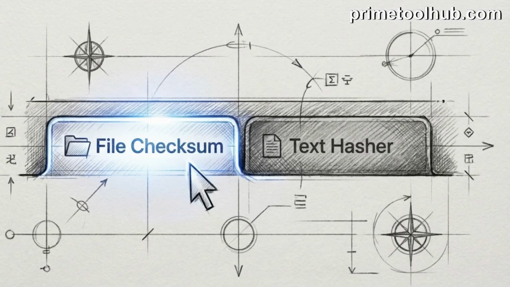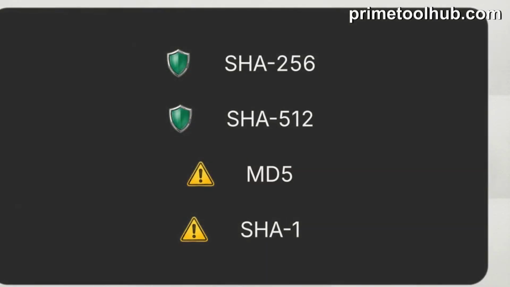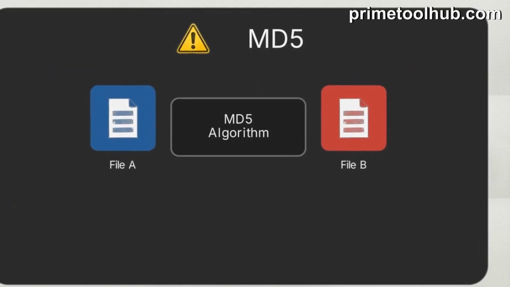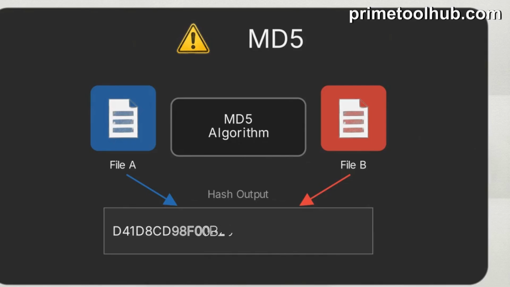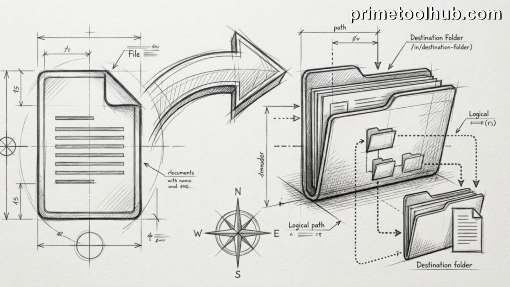To run the test, select the File Checksum tab and drag your unverified file into the upload zone. The tool generates 4 outputs. SHA-256 and SHA-512 are current industry standards, providing high-security signatures. In contrast, legacy algorithms like MD5 are vulnerable to collision attacks, where 2 different files mathematically produce the exact same output string. Because of this vulnerability, do not use MD5 for passwords or sensitive security. It is only appropriate for basic integrity checks, such as verifying a simple file transfer.